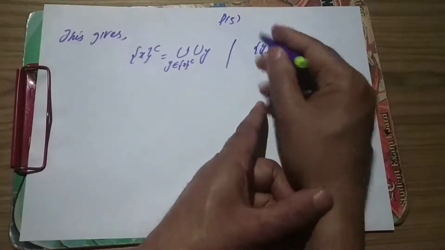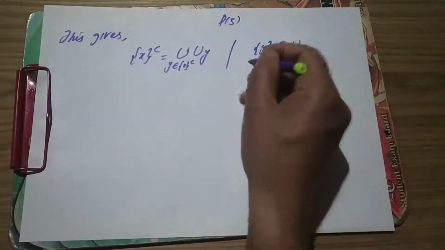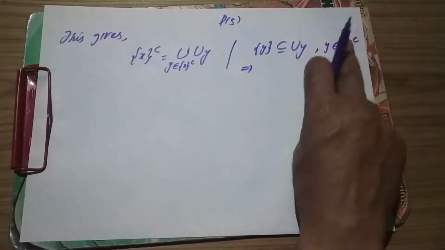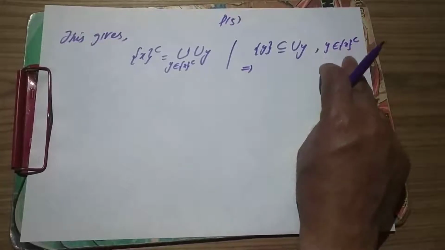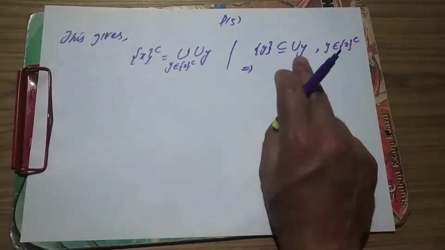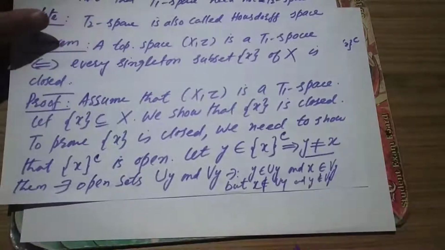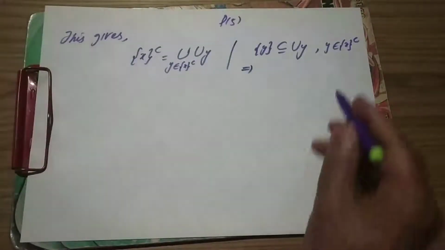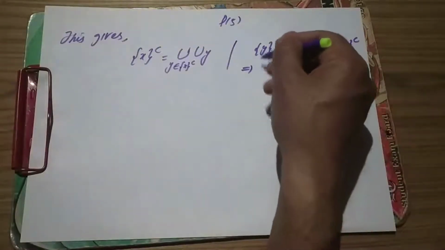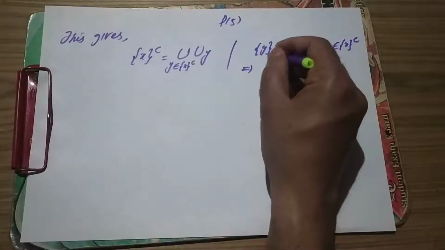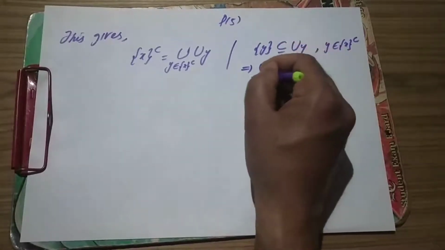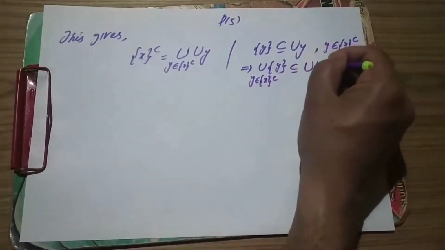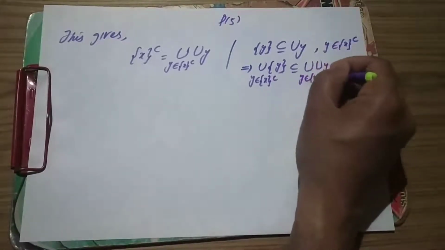But on this side it will be X complement, so X complement is a subset of the union of UY. So for every Y belonging to the complement of the singleton set X, this Y is in some open set UY, but X is not in that open set UY, and X is in the open set VY, but Y is not in the open set VY. So one can conclude that if I take the union of these singleton sets where Y belongs to X complement, it's a subset of the union of UY where Y belongs to X complement.